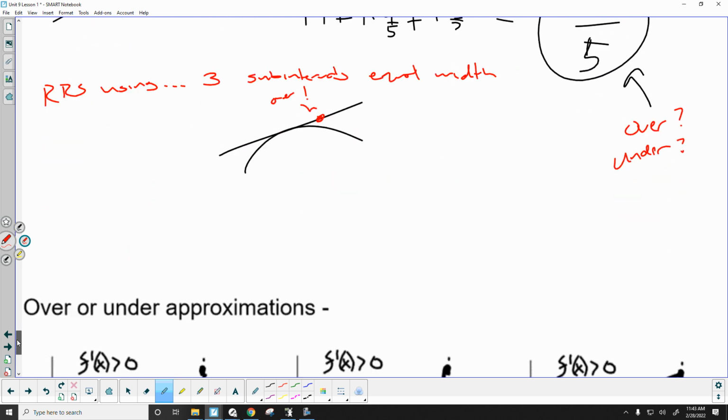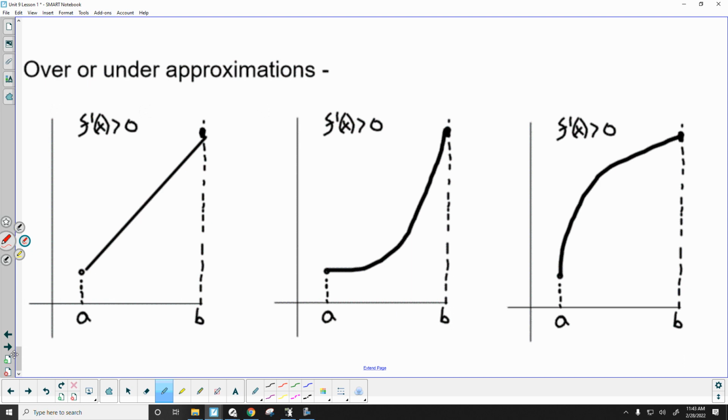So, for tangent lines, it's all about curvature. Concave down, over approximations using tangent lines. Concave up, under approximations. Let's see, is it going to be the same way here? Will curvature make Riemann sums over or under? Well, we got to start with a Riemann sum we want to look at, like a left Riemann sum. Let's look at a left Riemann sum.